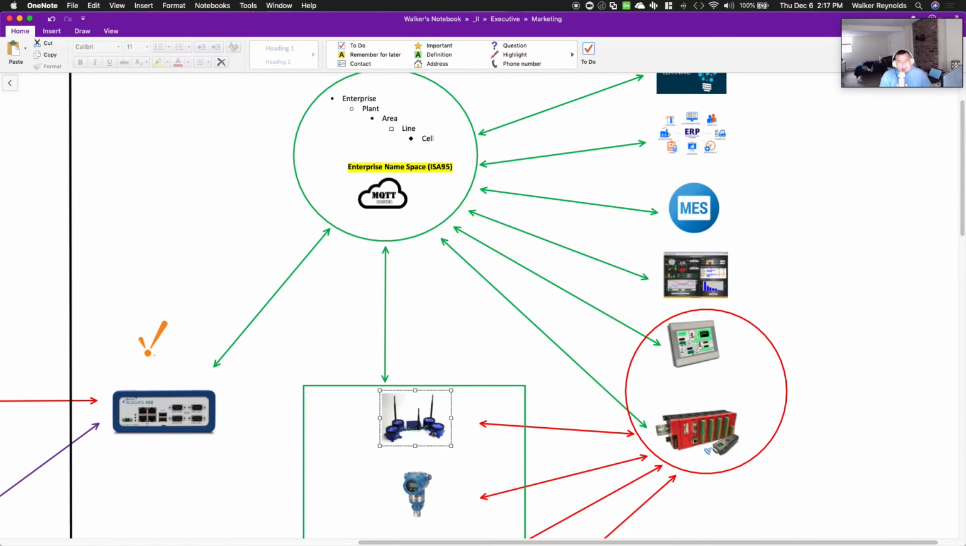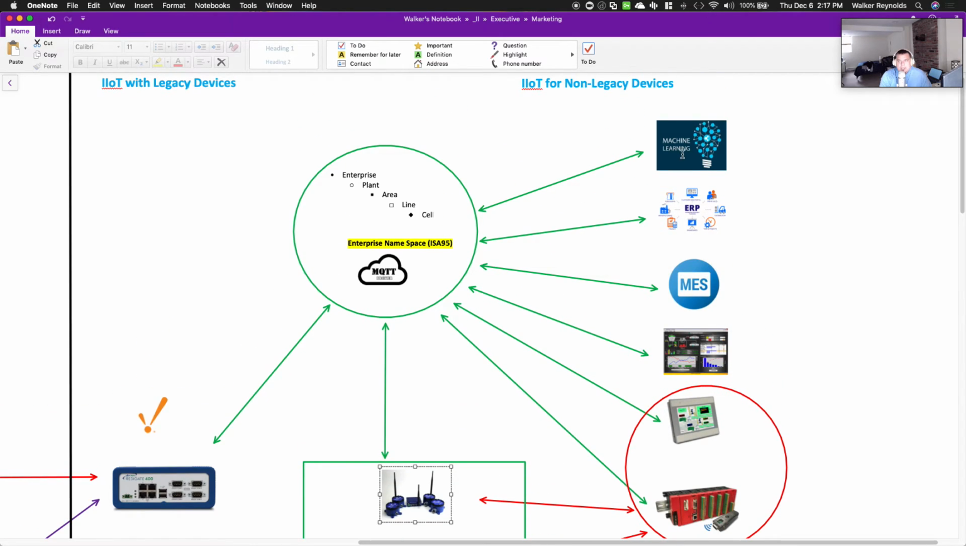Our HMI can talk directly to the PLC over its native protocol, and it can publish information to the namespace. The SCADA system publishes into the namespace. The MES system publishes into the namespace. The ERP system publishes into the namespace. Machine learning publishes into the namespace. Everything that we're looking at here, this is MQTT. Everything that's green is the MQTT protocol.